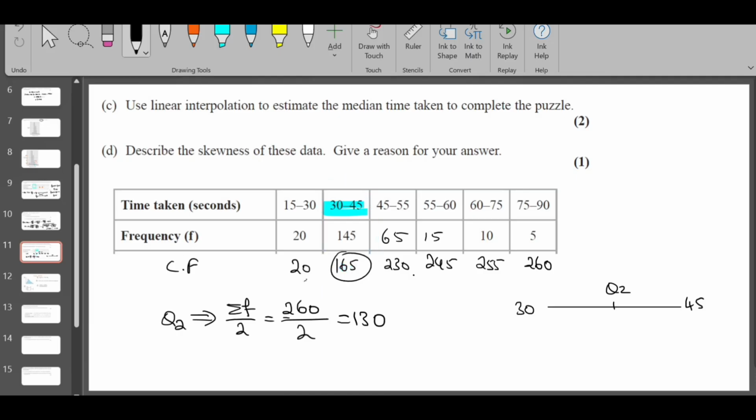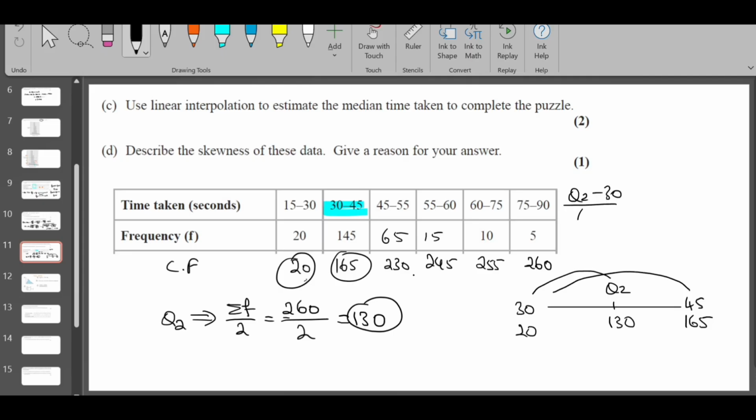Now take the corresponding cumulative and the previous cumulative, 20 and 165. Write this value here and apply linear interpolation. Q2 minus 30 divided by 45 minus 30 is equal to, do the same thing at the bottom, 130 minus 20 over 165 minus 20. That's all. Make Q2 the subject.